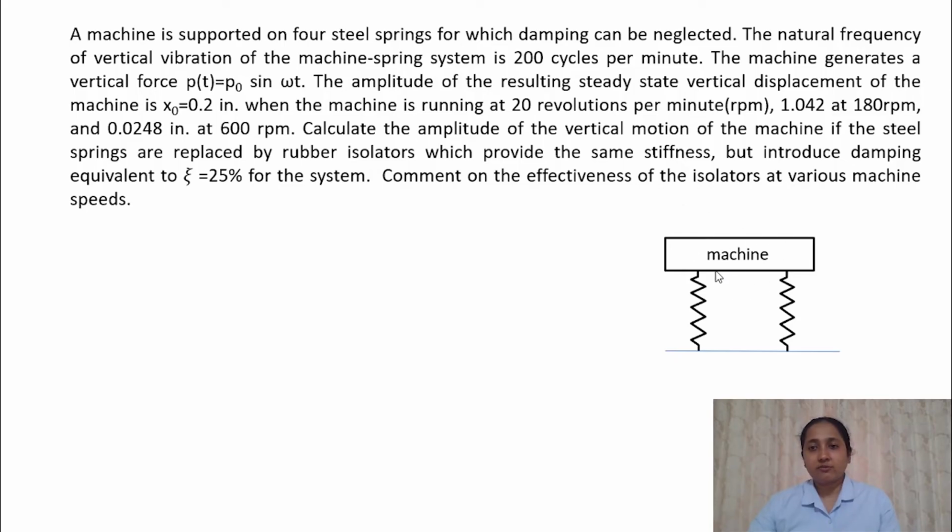And we have to find out how this vibration will change when these springs are replaced by rubber isolators, which provide additional damping to the system. So let's solve this. It's given that the natural frequency of this machine spring system is 200 cycles per minute.